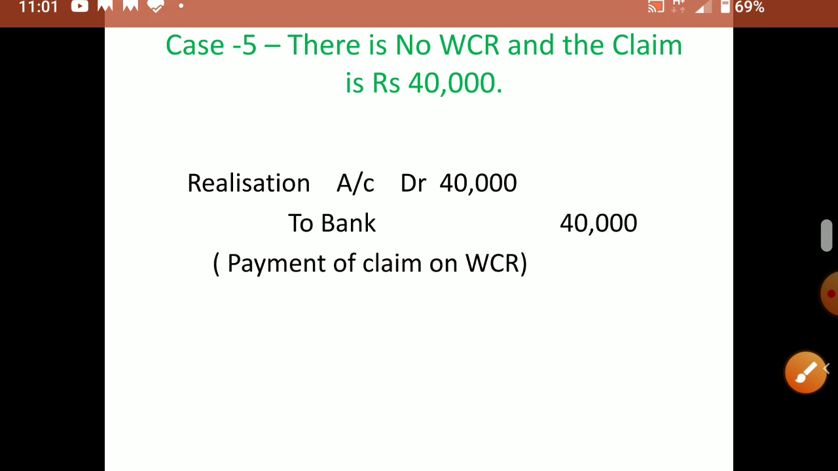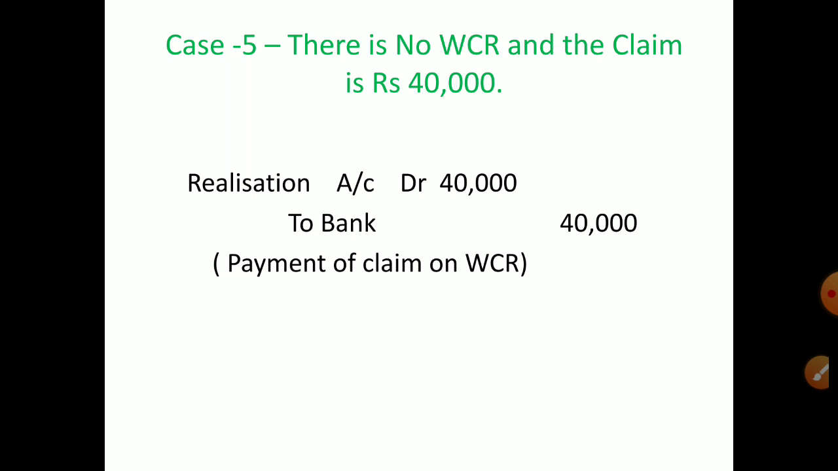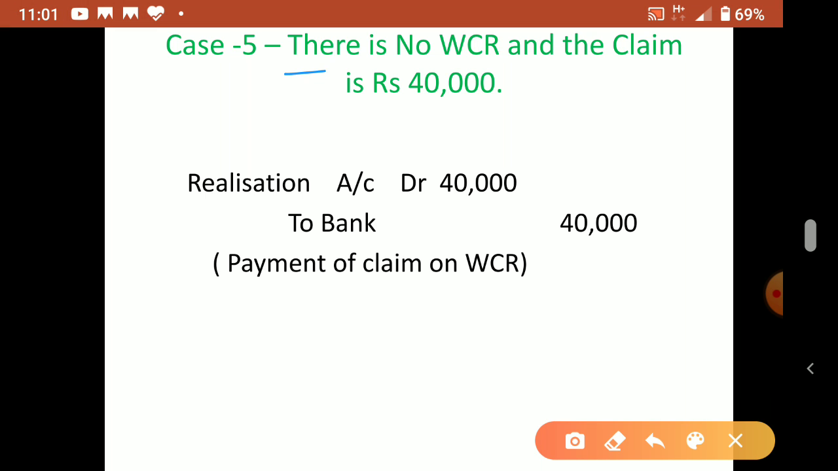Now fifth case: there is no WCR and the claim is 40,000. So no WCR is there. If no WCR, no need to transfer to realization. You have to make payment only. So realization to bank, only the debit side will come. Credit side, nothing will go. Clear?